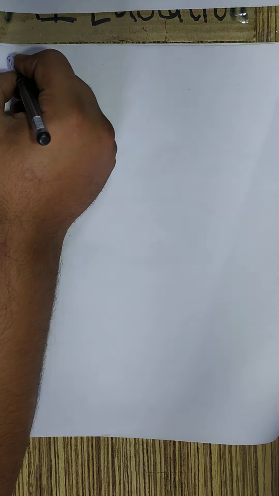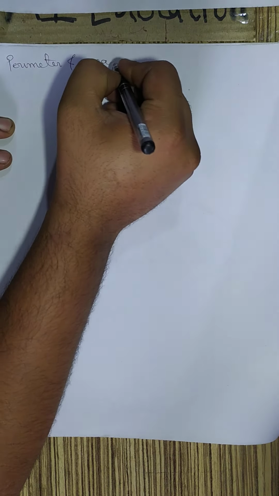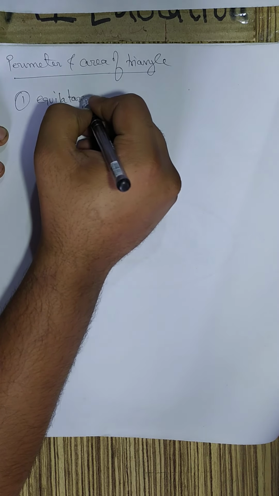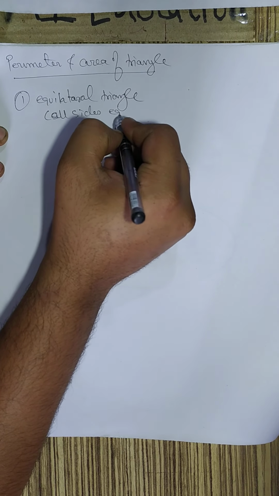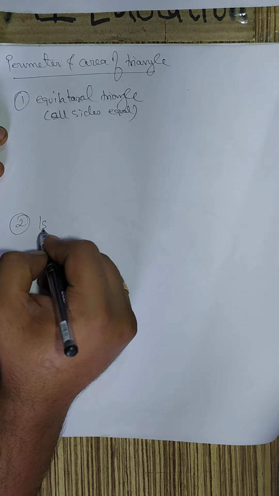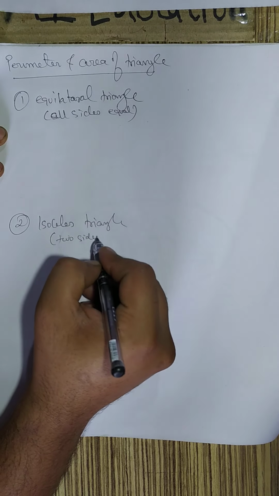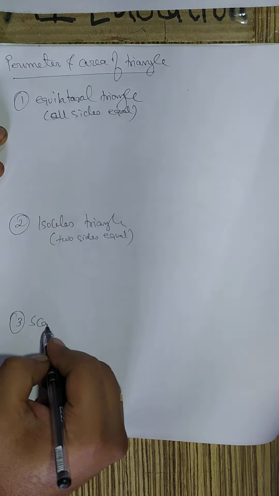Let us discuss more about perimeter and area of triangle. Triangle we can classify into three categories. One is equilateral triangle, whose all sides are equal. Second one are isosceles triangle, two sides equal. And the third one are scalene triangle, all sides are different.